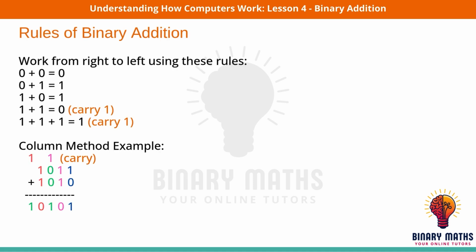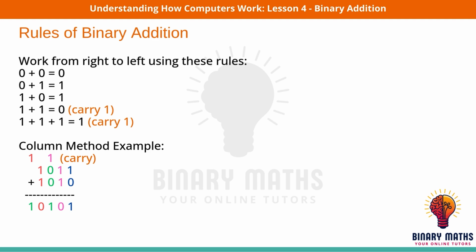Here are the rules for binary addition then. Zero plus 0 would equal 0. 0 plus 1 would equal 1. 1 plus 0 would equal 1. 1 plus 1 would equal 0 in binary, but we would carry 1 over. In the case where you are adding 3 ones, so 1 plus 1 plus 1, you would write down 1, but you would still carry another 1 over to the next column.